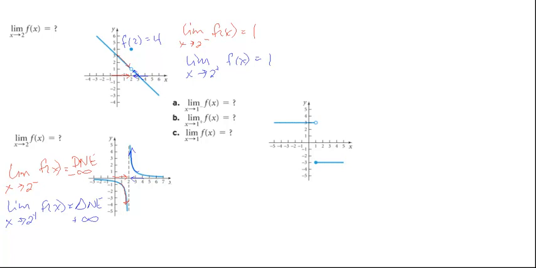There's no way you can get to the same place if each of you takes those different ramps, right? So we would say here that this limit does not exist. DNE, does not exist. Okay.